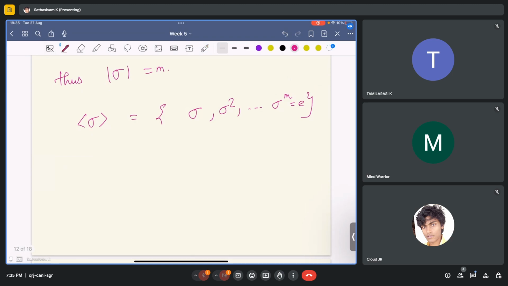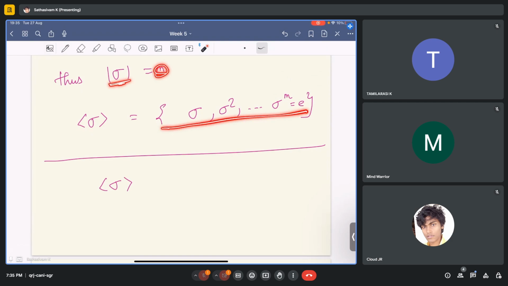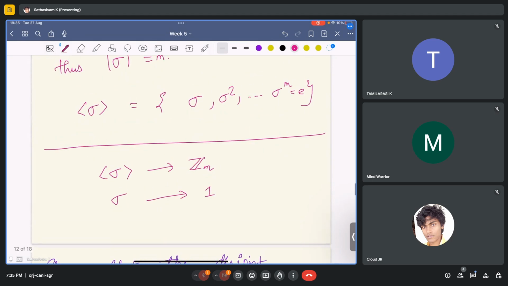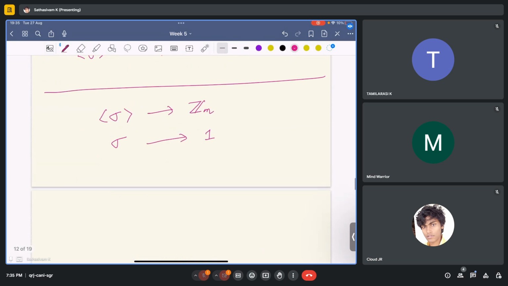Okay, so how do you prove it? One can directly prove it, but an easier way is to give an isomorphism, because you observe this has order m, right? That means this is isomorphic to Zm, which we know because this is a cyclic group. So give an isomorphism to Zm. How do you map? You take sigma and map it to 1. Here you can observe this is a generator of this group, and this is a generator of this group.